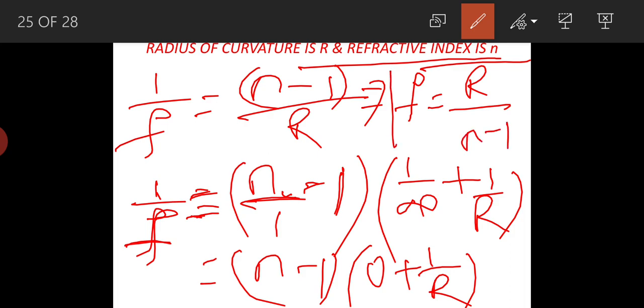This is also a very important problem regarding 4 marks. Regarding 4 marks, this is a very important problem. F is equal to r by n minus 1 for plano-convex lens.